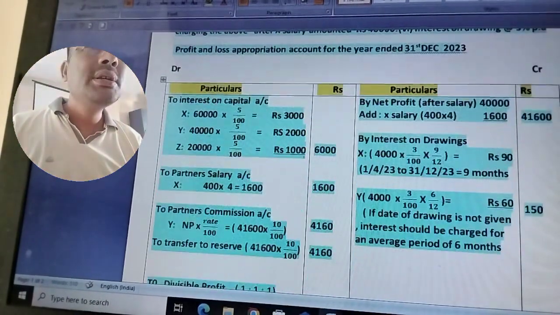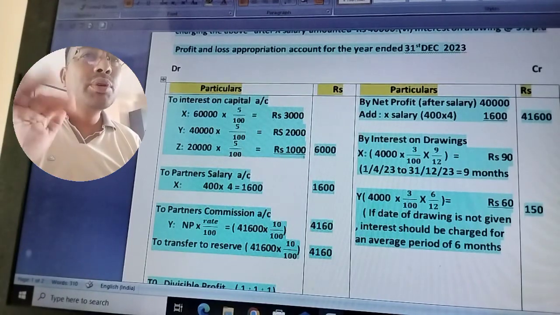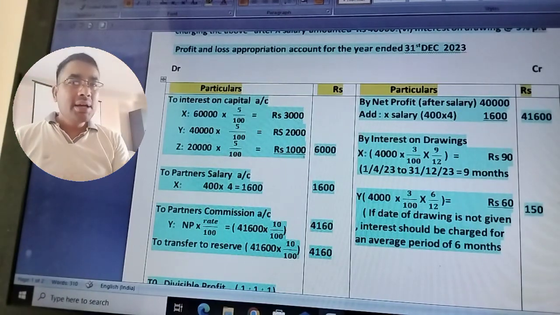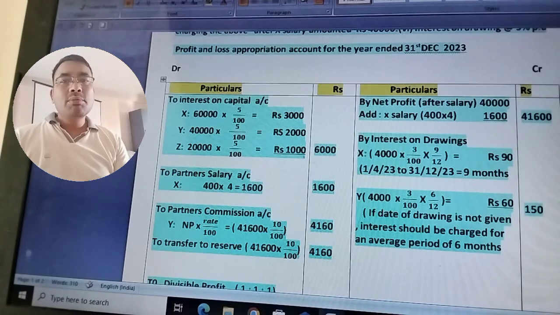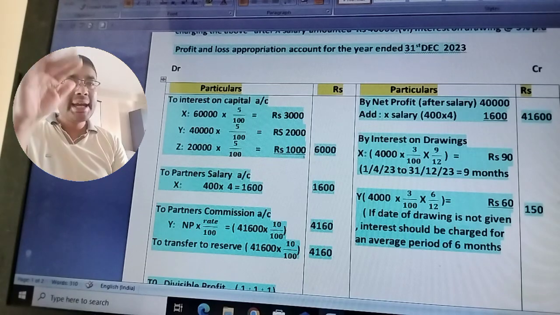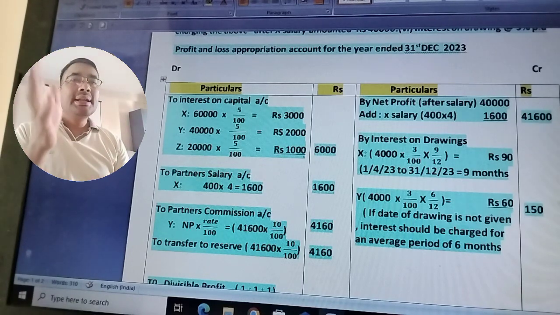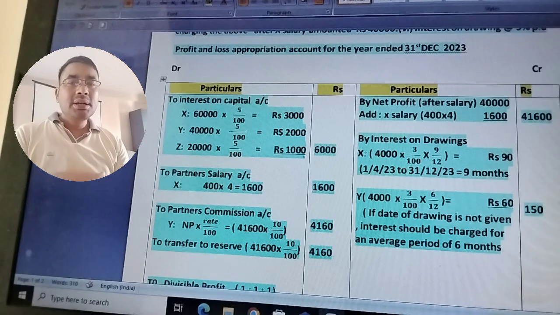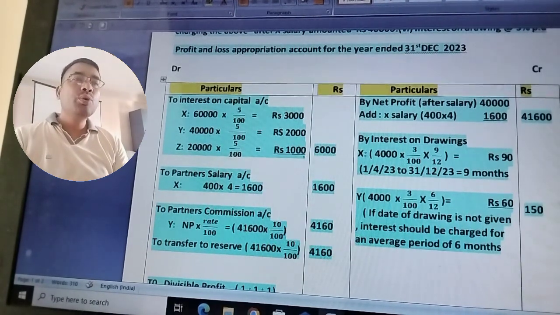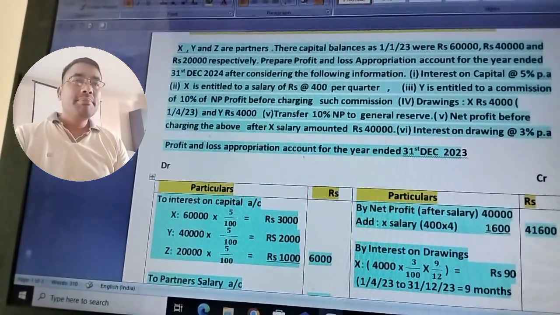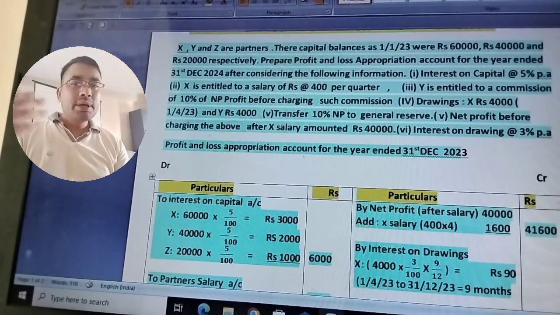The only difficulty in this question was that the net profit was after salary, but it should be before salary. So we added the salary to the net profit. The salary would be 400 per quarter, so 400 into 4, that is 1600. We added 1600 first, then it became 41,600. After that, we could easily show the partner's salary on the debit side. So I hope you have understood. I've mentioned everything in detail. In episodes 1, 2, 3, I'm trying to cover everything in detail.